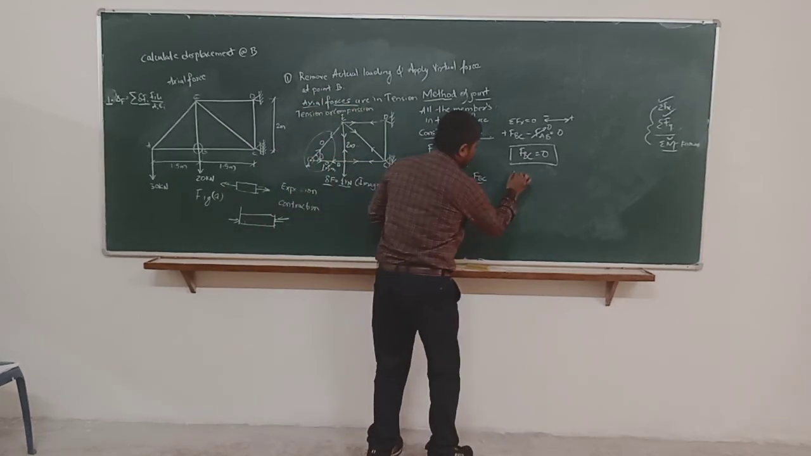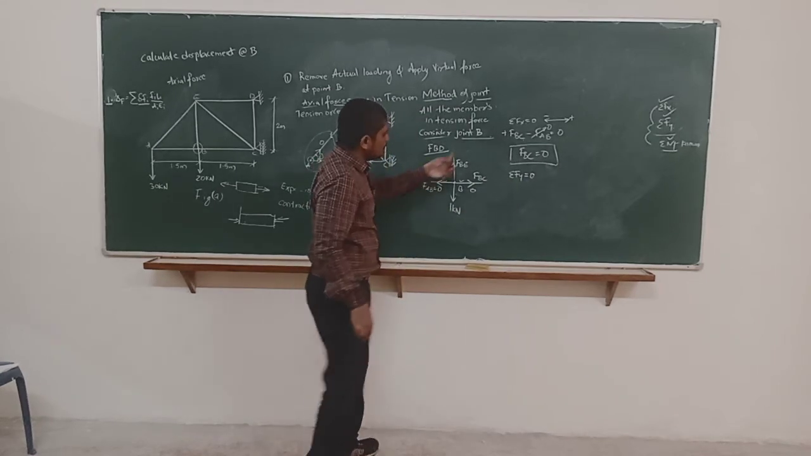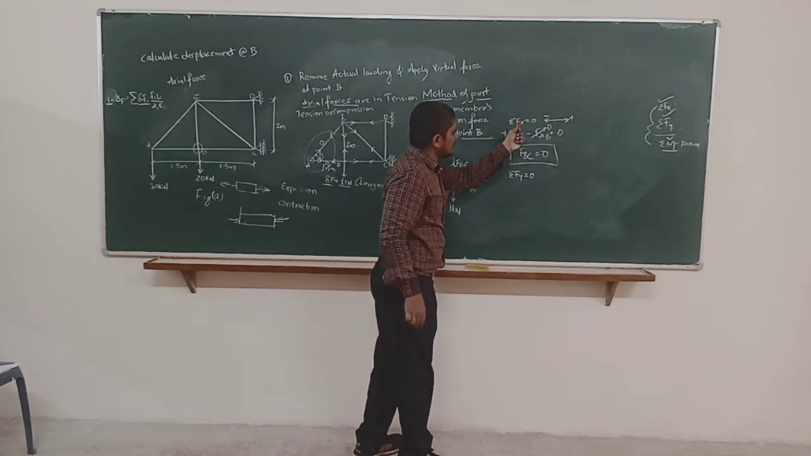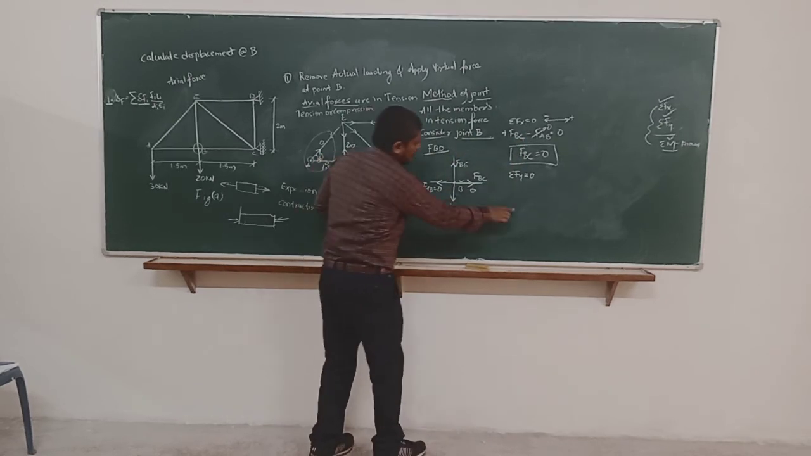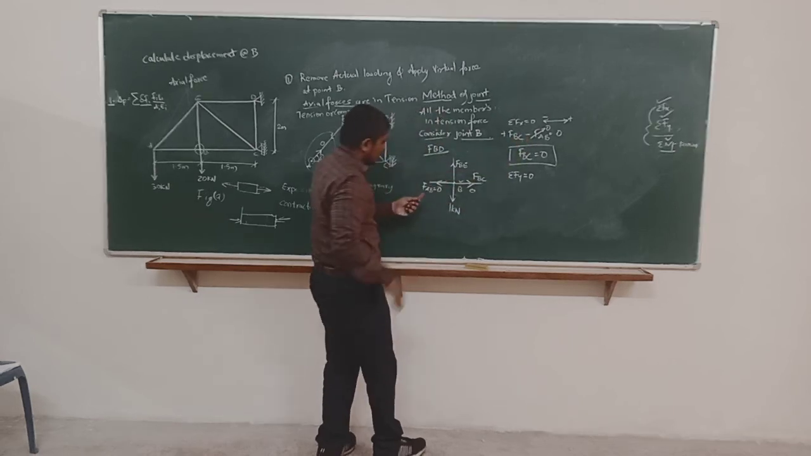Okay. Now let us go for summation of Fy is equal to 0, the second equation of equilibrium. So you have to try. If you are not getting an answer with Fx, you go for Fy. You will get any one answer from this equation. Then you have to put the same answer in the previous equation so as to get the other member force.